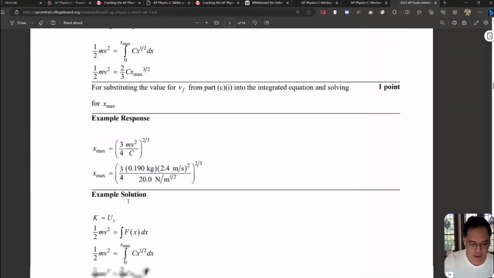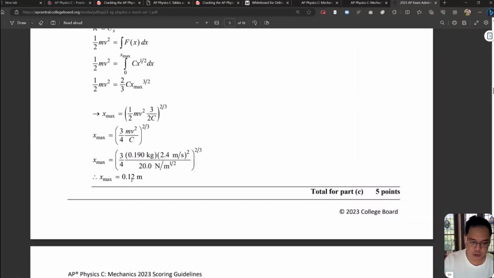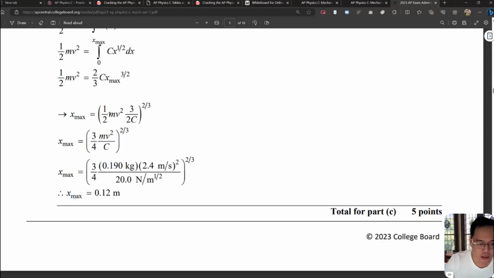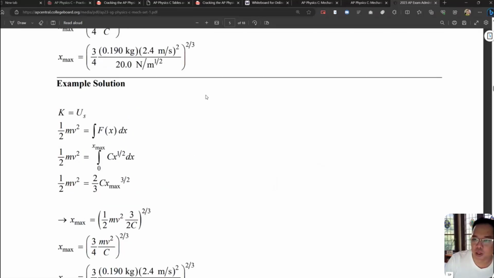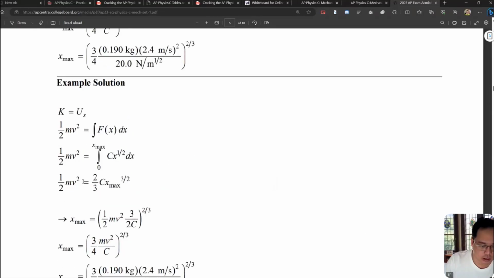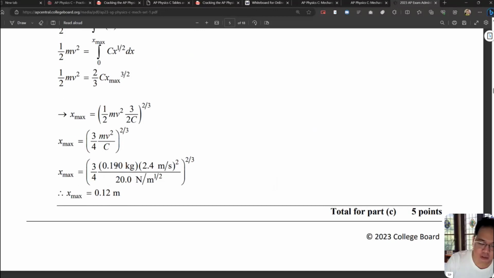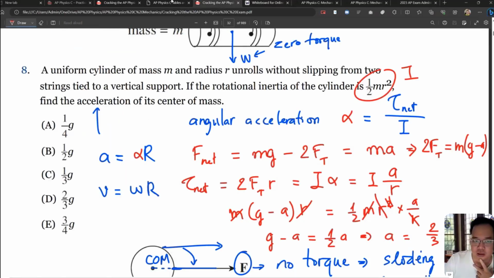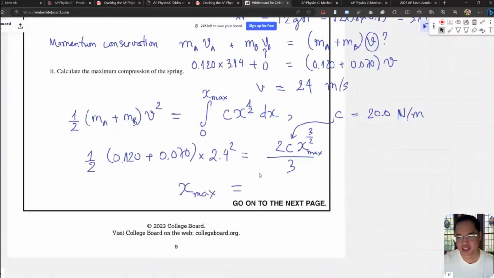And the answer here, 0.12. Yeah, basically the same solution, you see here. This formula is exactly the same as my solution, but what is the mass m here? Yeah, 0.19, meaning the sum of the two masses of the two blocks. Yeah, basically the same. So be careful with the final calculation.